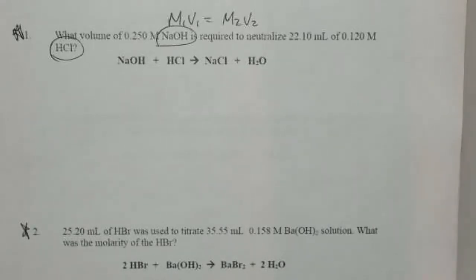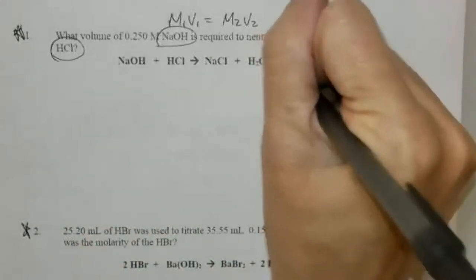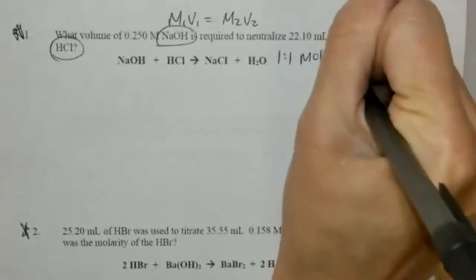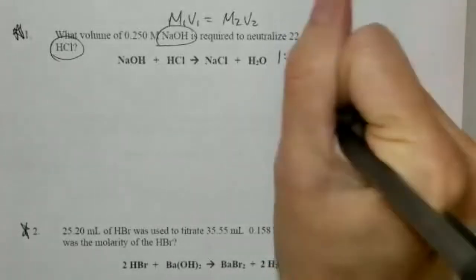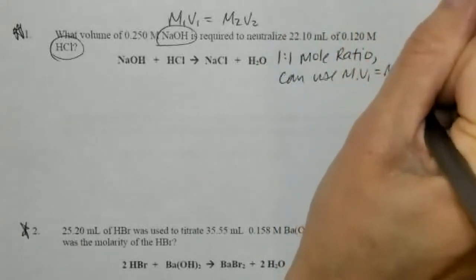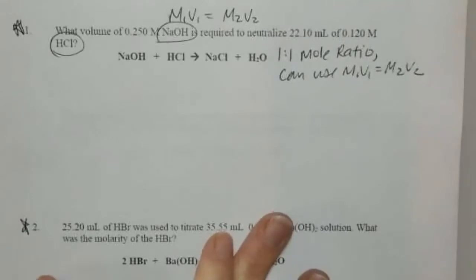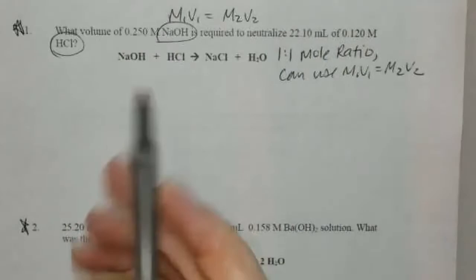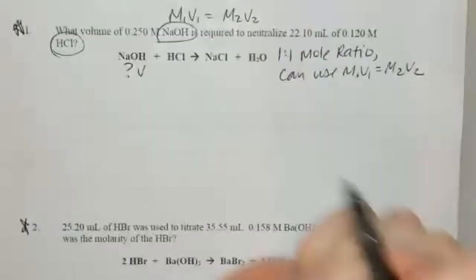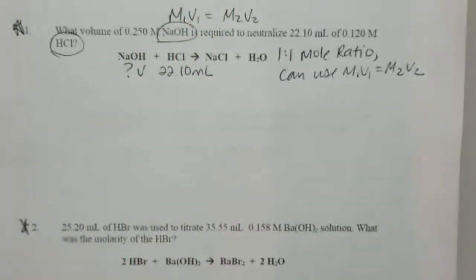But what I will put, because I've got 2 different problems I'm going to do here. In this first reaction, it is a 1 to 1 mole ratio. All right, so you can use M1V1 equals M2V2. I'm going to show you the long way though, but I'll explain why the formula will work. So I'm looking for the volume of NaOH, and I've got 22.10 milliliters of HCl.